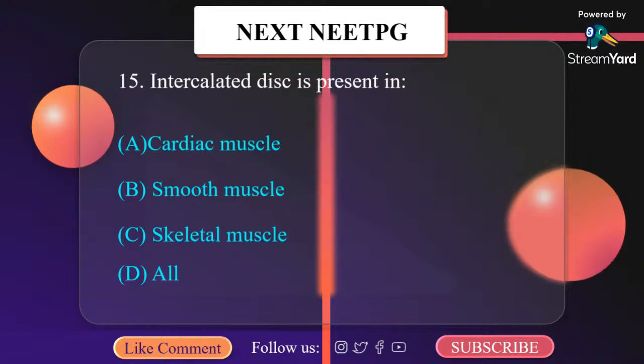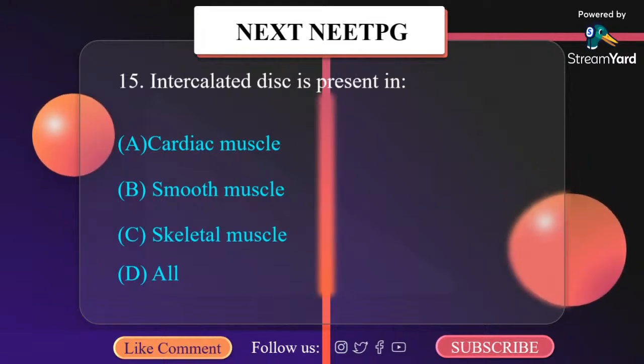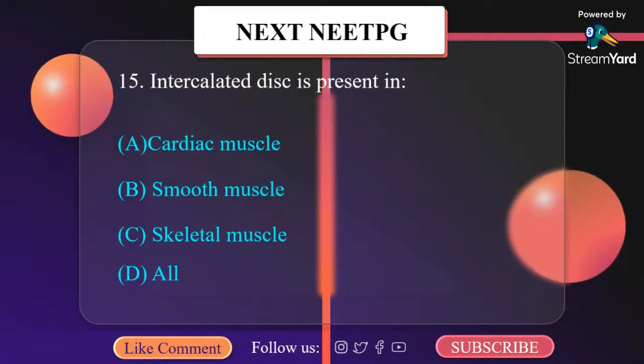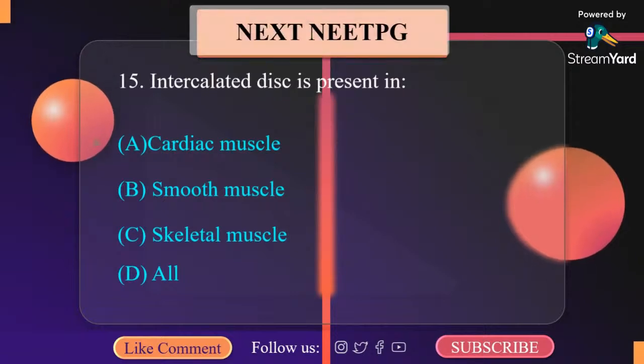Intercalated disc is present in: A. Cardiac muscle, B. Smooth muscle, C. Skeletal muscle, D. All. Intercalated disc is present in the cardiac muscle.